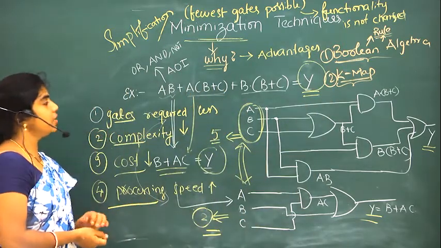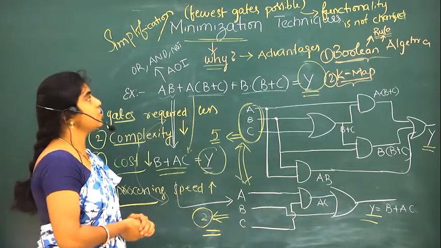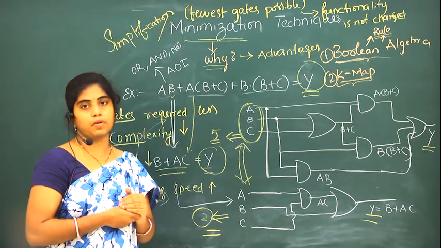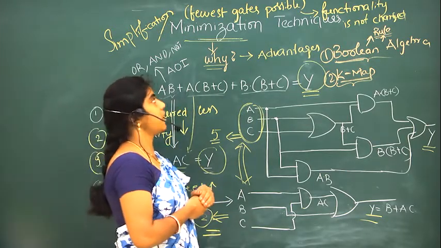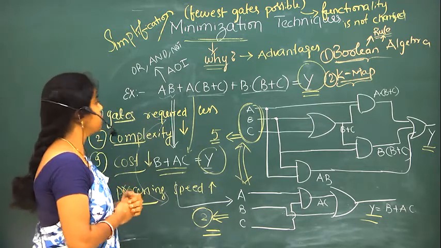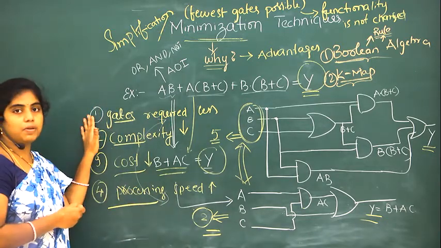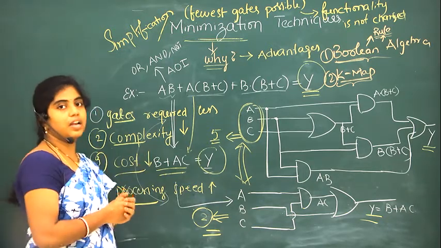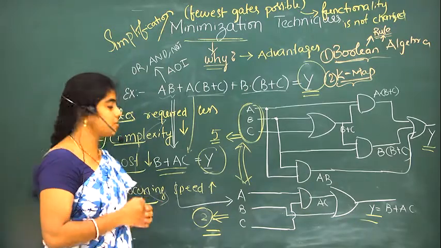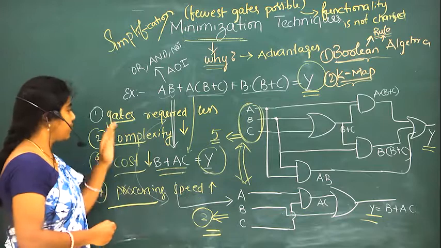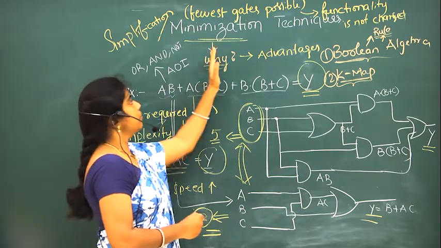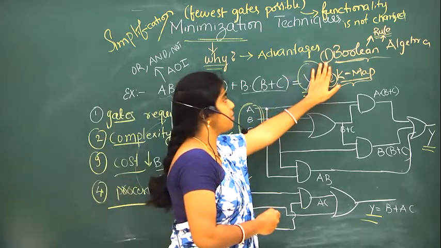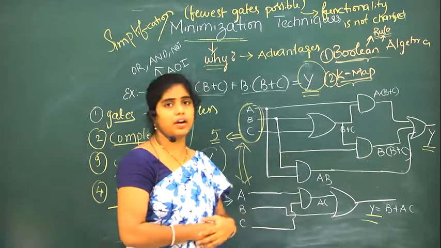So in today's topic, we learnt what minimization is. Minimization is nothing but to implement a given expression with fewest gates possible without changing its functionality. And why are we going for minimization? Because the gates required got reduced, the costs involved got reduced, the complexity of the circuit is also reduced, and processing speed got increased. For these 4 reasons, we are going for minimization techniques, and the minimization techniques we are going to learn in this chapter are Boolean algebra and Karnaugh map techniques.